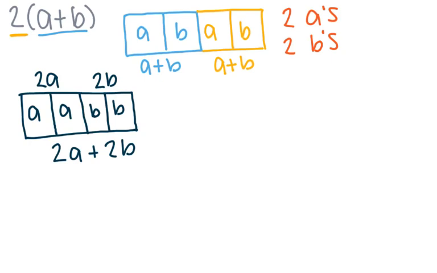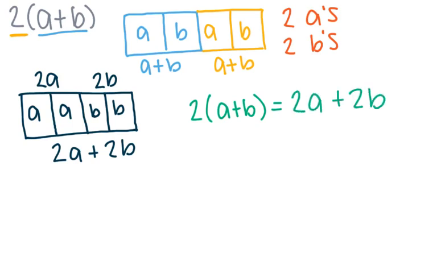So what conclusion can we draw from the models about equivalent expressions? Well, the conclusion we can draw is that 2(a plus b) is equal to 2a plus 2b. Don't believe me? Let's give our variables numbers and solve both of our expressions. So we're going to have a is equal to 3 and b is equal to 4.